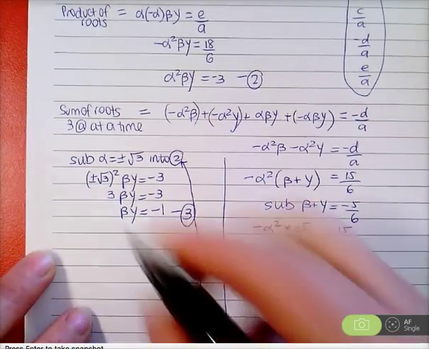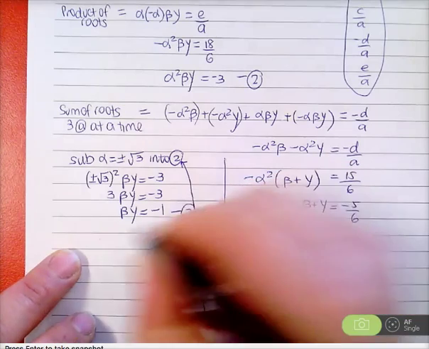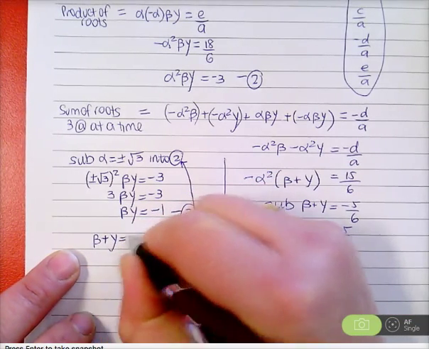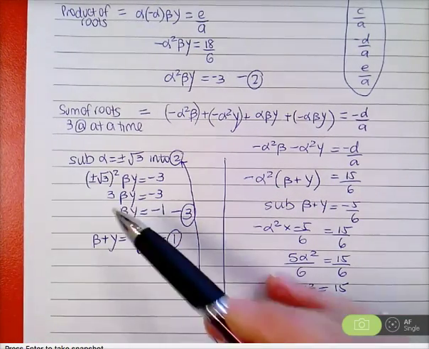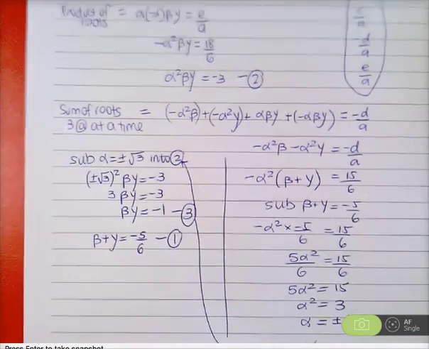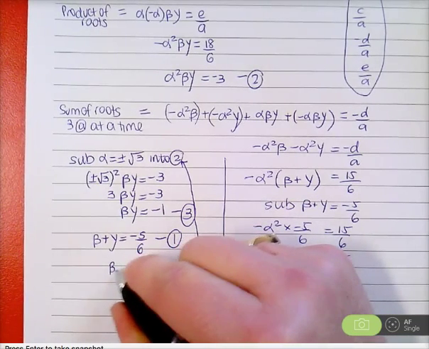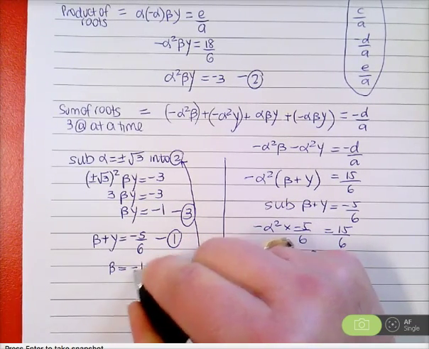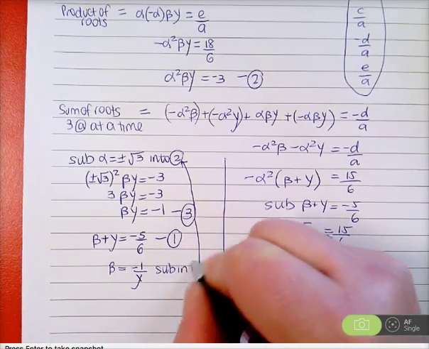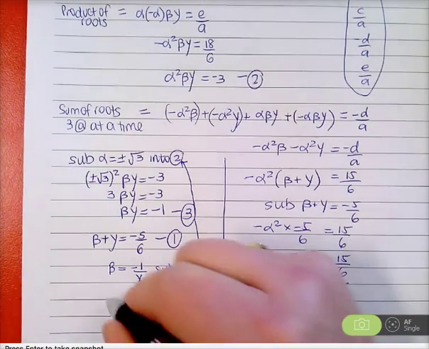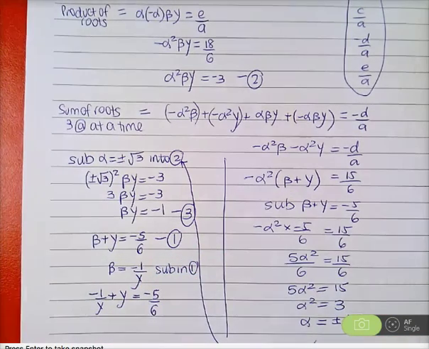So going back, I'm going to rewrite equation 1 again. So equation 1, I'm just rewriting it again, and it's this. Now I can solve because I've got 2 unknowns, beta and gamma, and 2 simultaneous equations. So what do I do? Beta equals negative 1 on gamma. Yeah, you can do negative 1 on gamma, and you can put that in there. So sub in 1. Negative 1 on gamma plus gamma is negative 5 on 6.